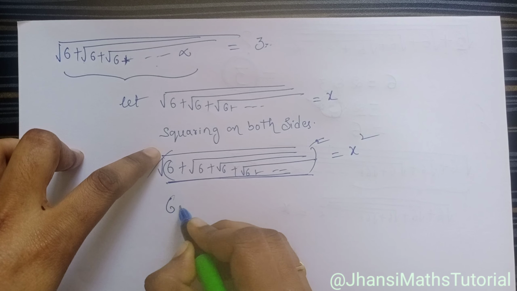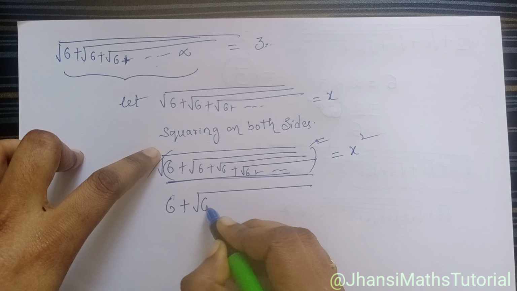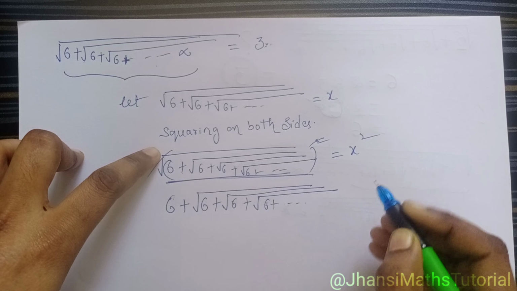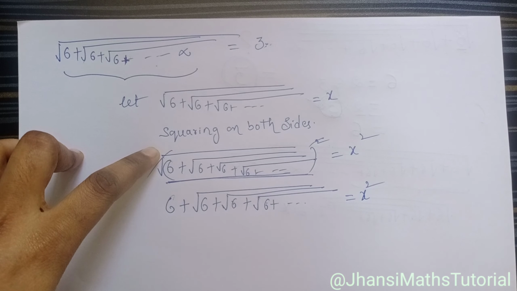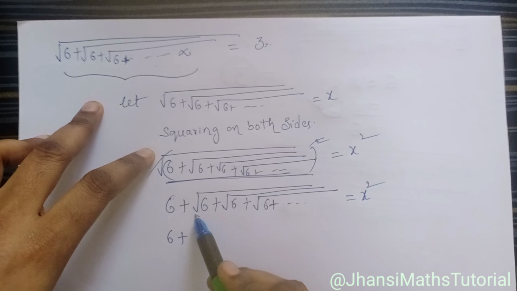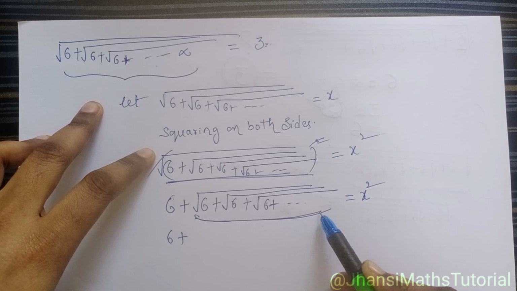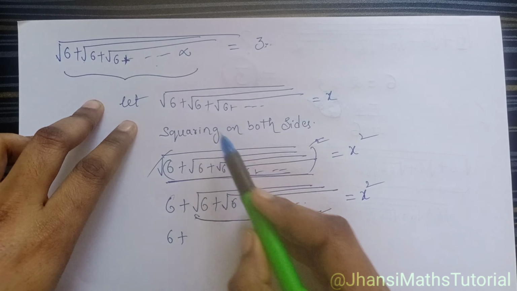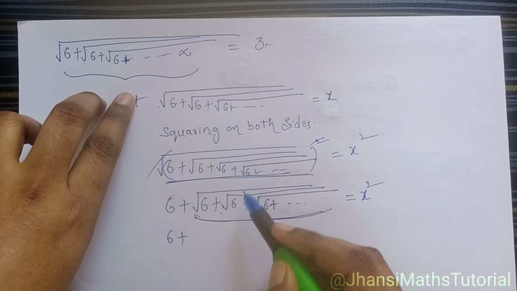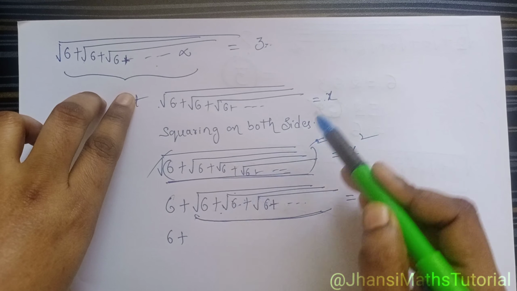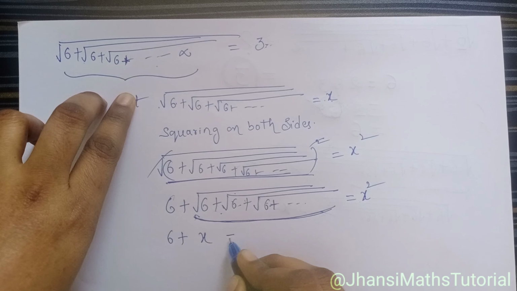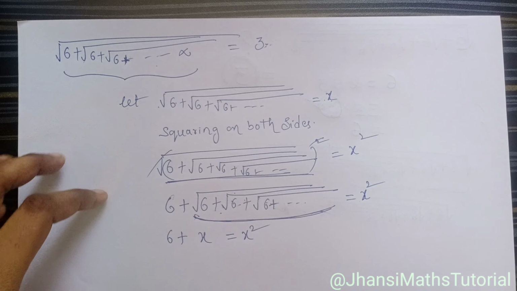So here 6 plus again square root of 6 plus square root of 6 plus square root of 6 plus so on is equal to x square. Next, 6 plus, in place of this term, we can write x. Yes or no? Let this term be equal to x. Both are the same, no? So in place of this, I can write x. So this can be written as 6 plus x is equal to x square.